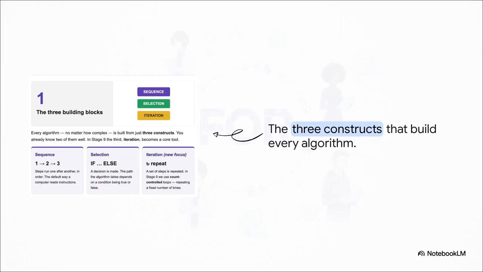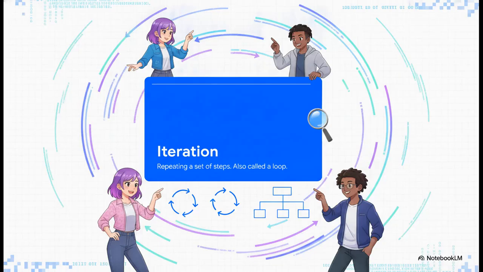And this perfectly illustrates where loops fit into the grand scheme of coding. Every algorithm, no matter how wild or complex, is built from just 3 core building blocks. We've got sequence, which is just steps running one after another. We've got selection, making choices with if and else. And now we're introducing the third core tool, iteration. Iteration is just a formal programming term for repeating a set of steps. Most of the time, we just call it a loop. It's basically taking a chunk of code and running it over and over again. Simple, efficient, and incredibly powerful.